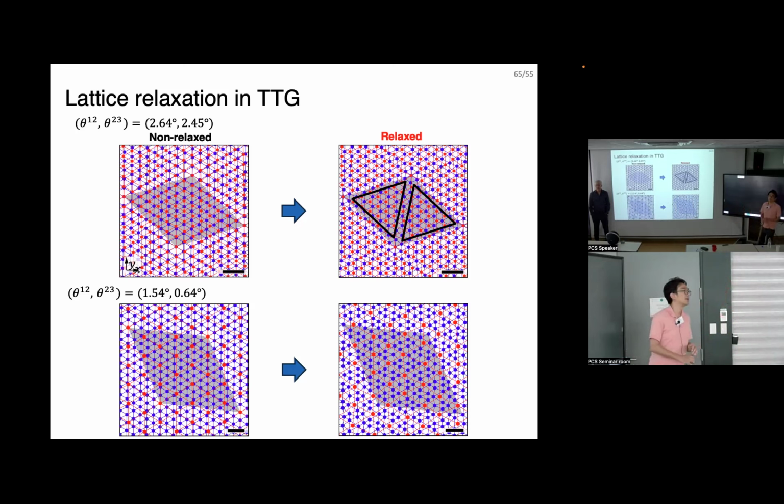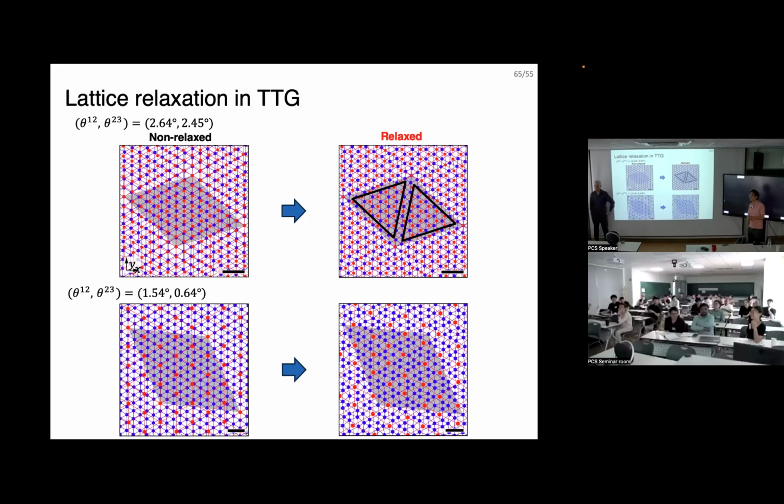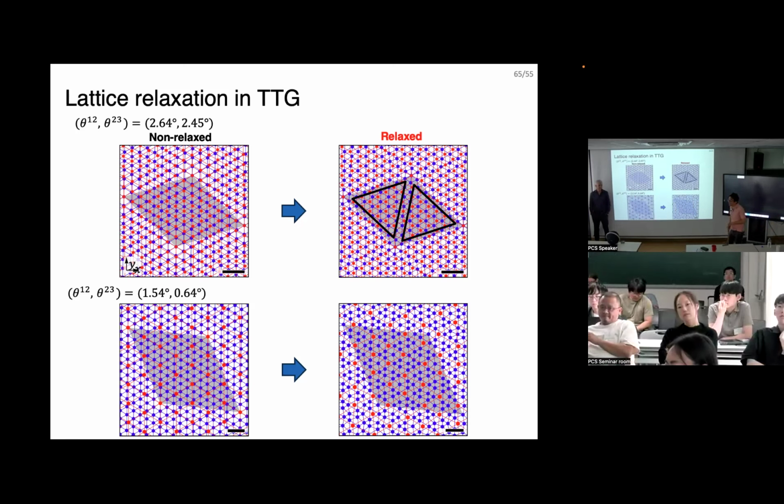Why are people studying twisted bilayer, three-layer, four-layer, and more layers? I mean, if you go to more layers, is there something new that cannot happen otherwise? Interesting question. Okay, that's history.